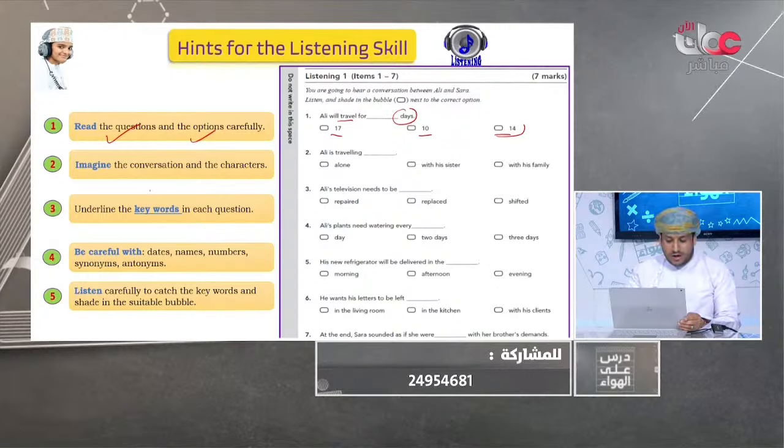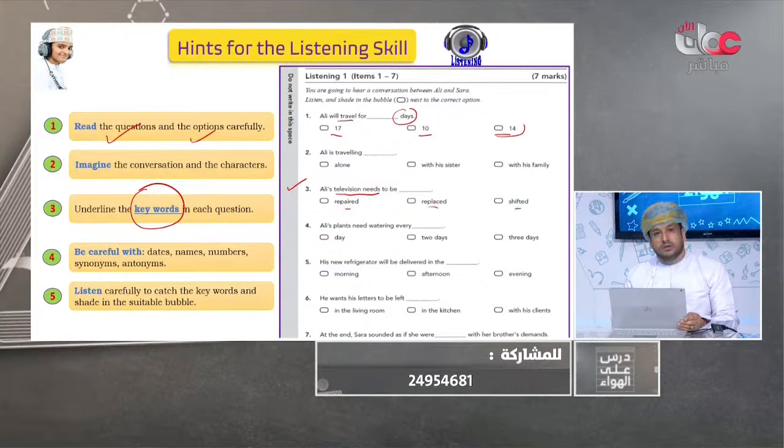Number 3, try to underline the keywords. This is very important. If you go to question number 3, Ali's television needs. Here the keyword is the television. What does the television need here? To be repaired or replaced or shifted. So you read before the listening, before the teacher comes to the classroom and plays the CD. Please read all the questions with the options, and maybe you can translate or underline the new words or underline the keywords.